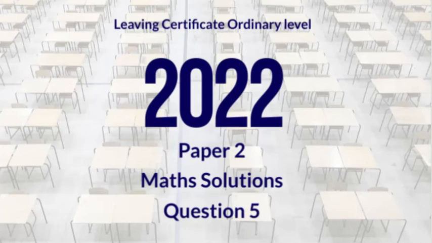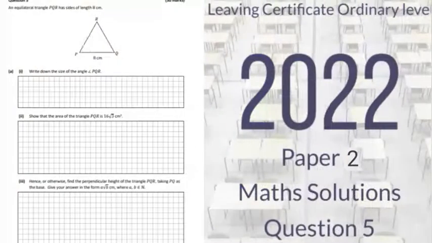Today we're continuing the 2022 Paper 2 Math Solutions. We're on to question 5. So today's question is based on geometry and it'll have an area formula. So we have to find the angle first of all in this equilateral triangle. Then we have to find the area and then the perpendicular height. So that's part A. So let's get started.